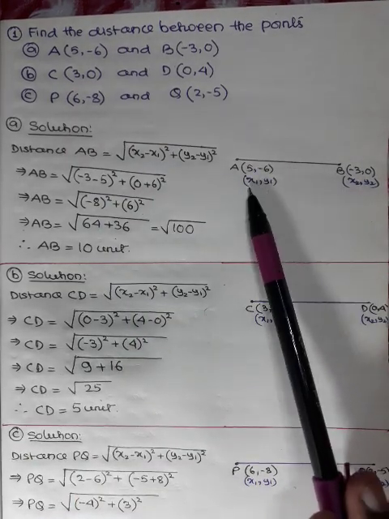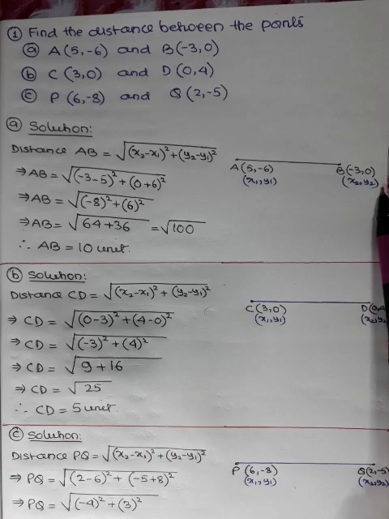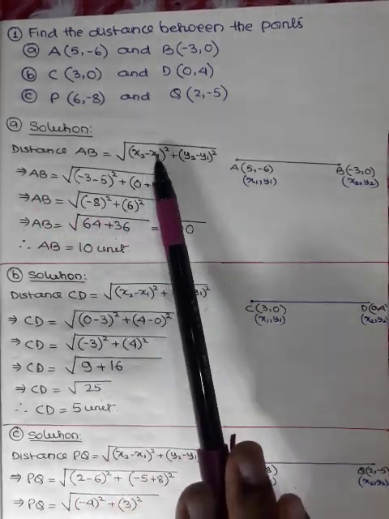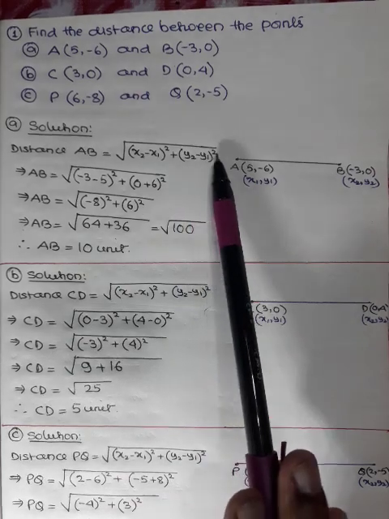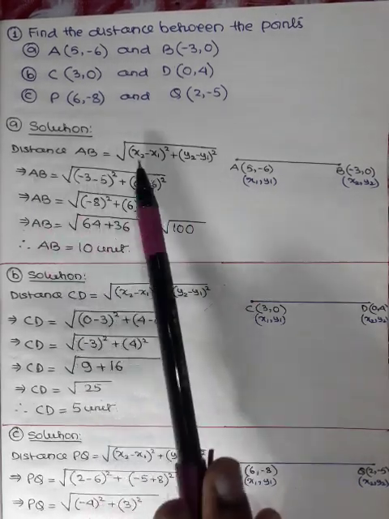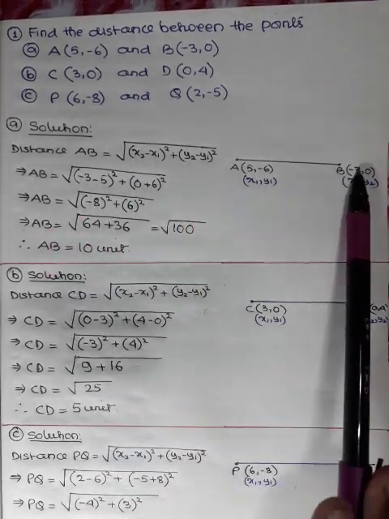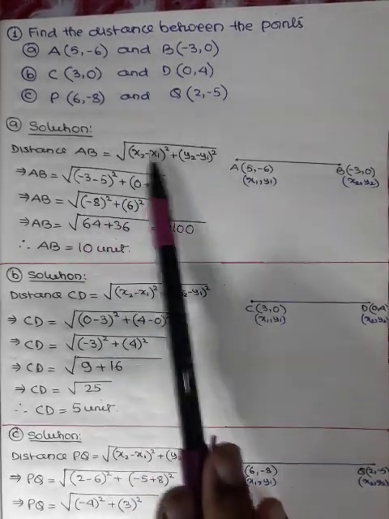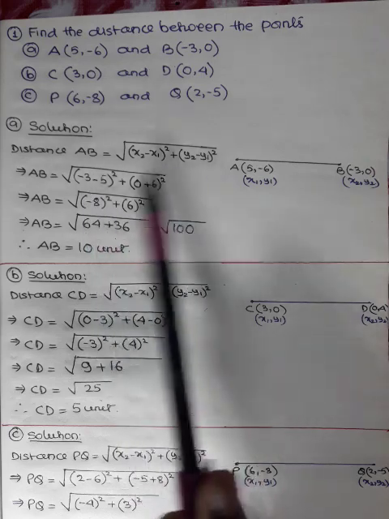So I have marked this as x1 y1 and this one as x2 y2. By using the formula, distance AB is equal to root over x2 minus x1 whole square plus y2 minus y1 whole square. AB is equal to, x2 is minus 3, right? X1 is 5. Since the minus is there in the formula only, don't get confused.